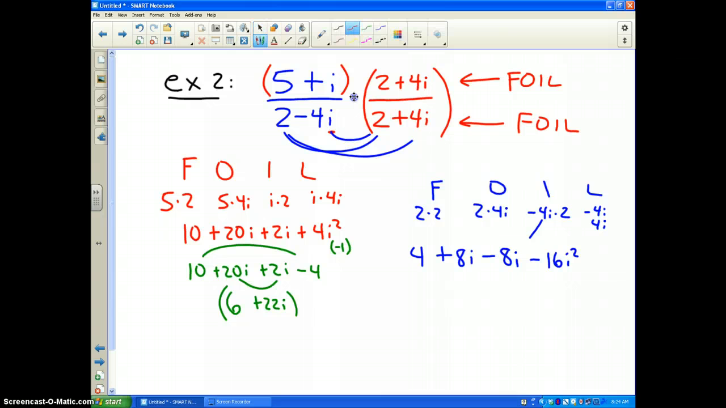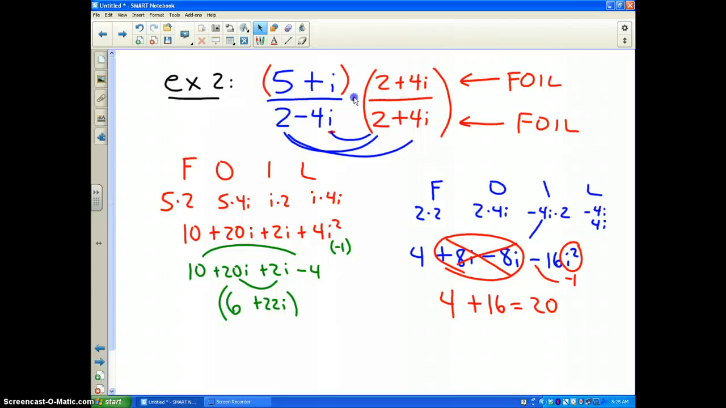Now, the reason that you multiply by the conjugate is because you're going to notice that the insides and the outsides will always cancel out if you do it properly. So those two are gone. That will always happen. The i squared becomes negative 1, so I get 4, and then negative 16 times negative 1 is plus 16, which equals 20. And that's my denominator. So if I put the two pieces together, my numerator is 6 plus 22i, and my denominator is the number 20.